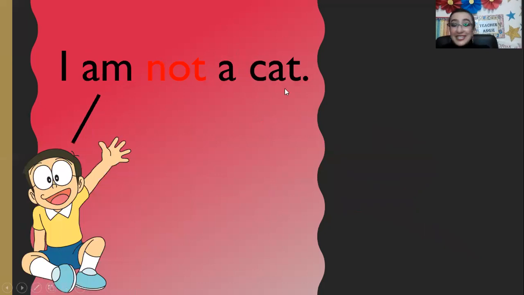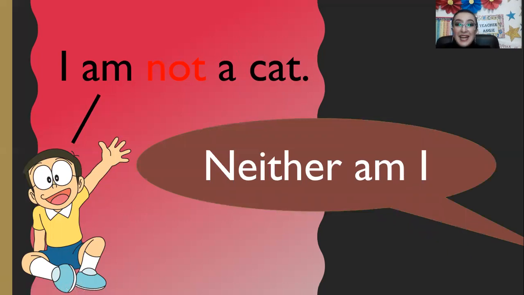I am not a cat, no soy un gato. Neither am I, yo tampoco. Neither we are, nosotros tampoco. Que diga, neither are we. Pues estoy leyendo la primera oración, sorry. Neither are we. Pongo el are porque estoy hablando de nosotros. Nosotros tampoco. Neither is Luis. Neither are my friends. Tampoco lo son mis amigos.